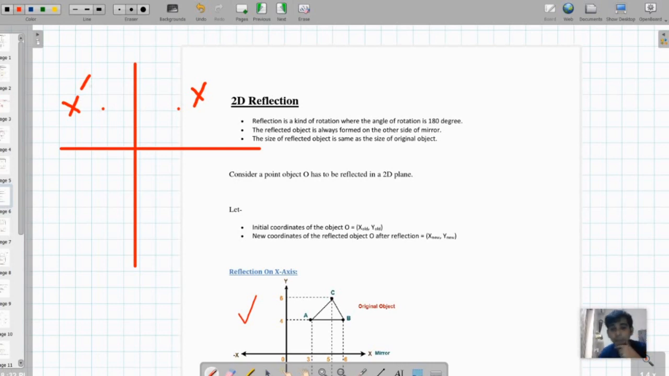I hope you have been able to sort it out. Then come to the next point. The reflected object is always found on the other side of the mirror. It is actually a mirror phenomenon. The size of the reflected object is the same as the size of the original object.